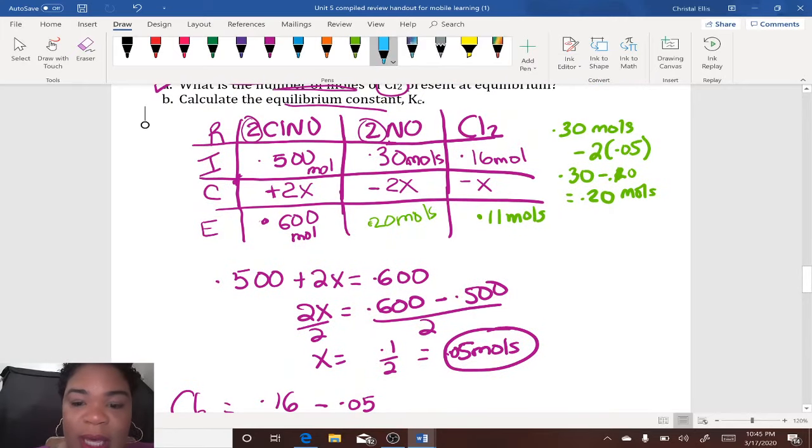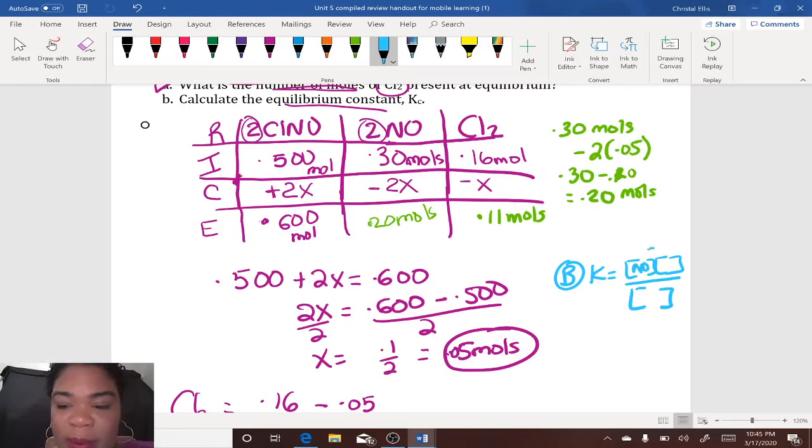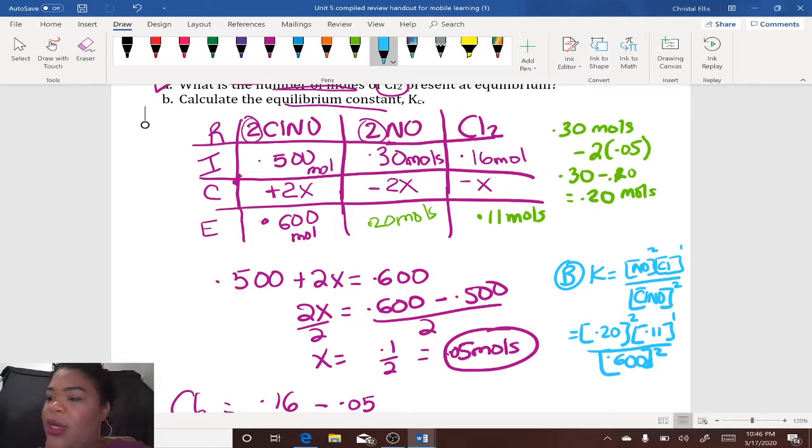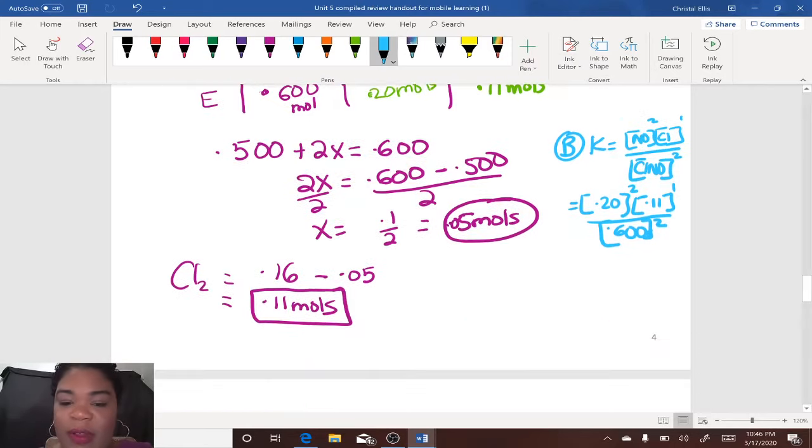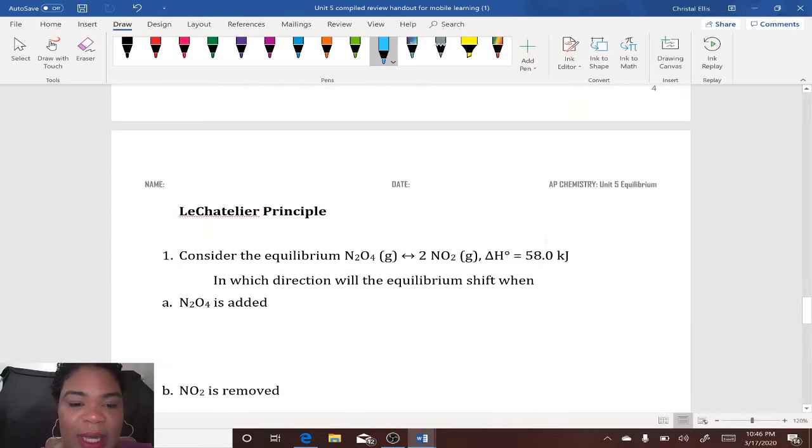So we know that Kc, this is part B, is the concentration of our products over the concentration of our reactants. It will be NO raised to the second power and Cl2 raised to the first power over ClNO raised to the second power. So if I substitute in my values, I get NO, which is 0.20 moles squared, Cl2, which is 0.11 moles raised to the first power, over 0.600 moles squared. When I put that into the calculator, I should get my answer. I'm not going to pause to do the calculation, but whatever that answer is, that's the answer for that question.